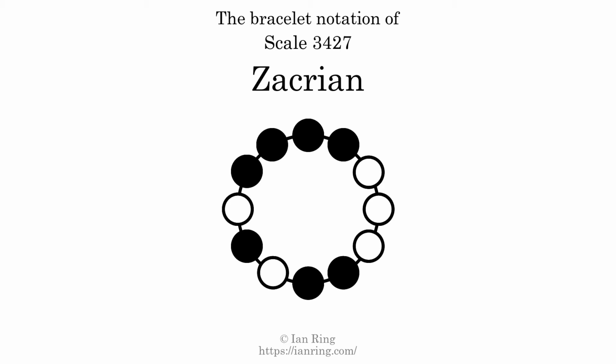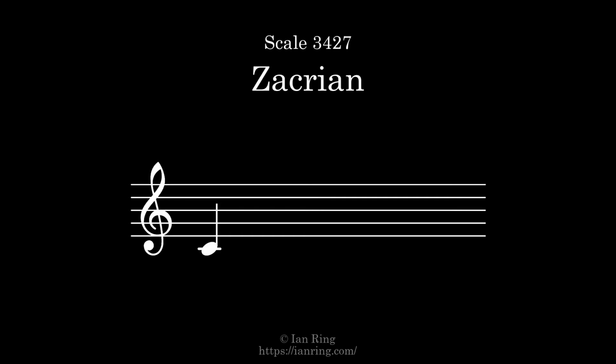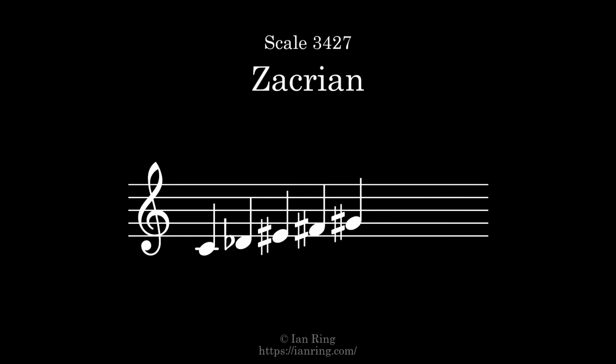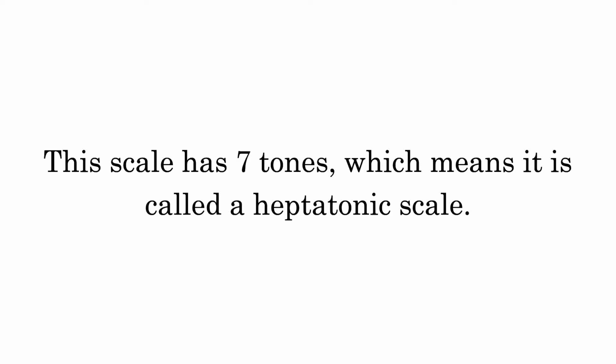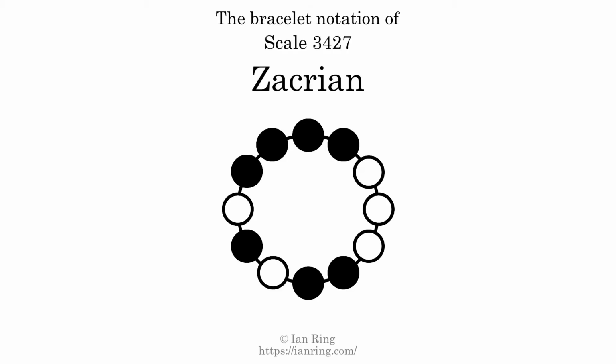3427, Zacrian, which sounds like this. This scale has 7 tones, which means it is called a heptatonic scale. This is a bracelet notation diagram of scale 3427. The shaded circles represent tones that appear in the scale, and they are read clockwise, starting at the top.